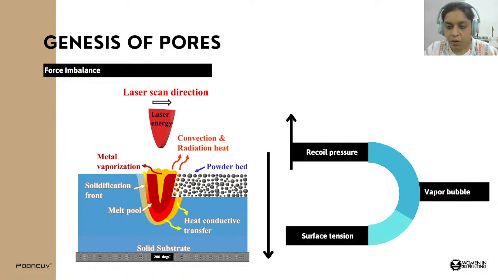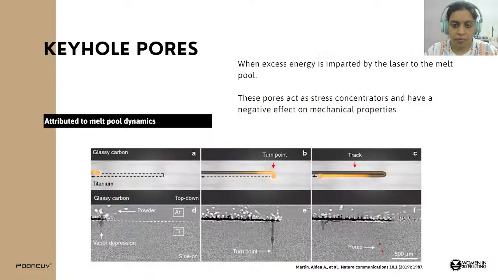Now we have to understand how the genesis of pores happens. Ultimately, there are certain forces acting in the downward direction and certain forces acting in the upward direction. When these forces are not balanced, that's where the defects are formed. That's where the pores are formed. So that's what is happening here. There is an imbalance between surface tension and recoil pressure, and that's where the vapor bubble is introduced into the system.